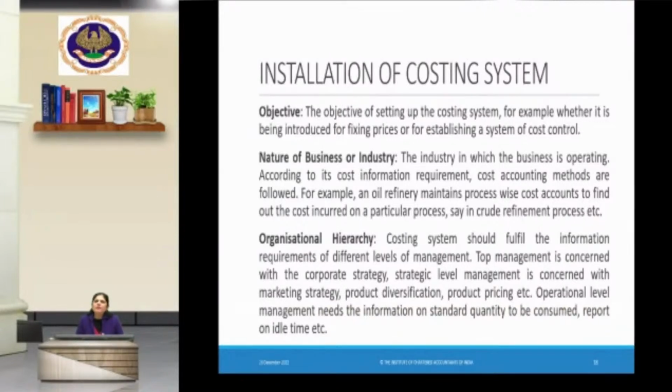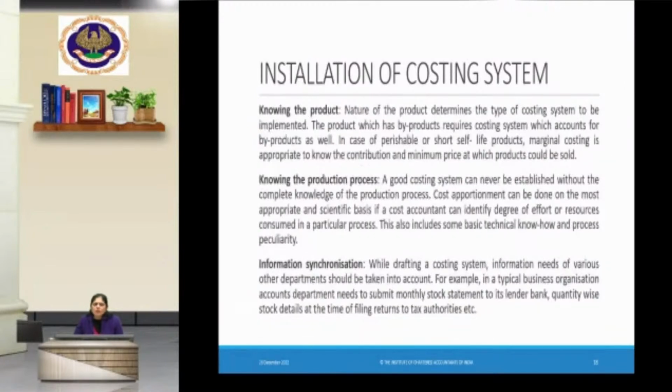So depending upon the requirements of the different levels of management, depending upon the requirements of a business or an industry or the type of business you want to start, a cost accounting system or a costing system will be installed accordingly as per the specifications of that organization, right? Knowing the product, of course, the nature of product determines the type of costing system to be implemented. The product which has byproducts, I just mentioned sugar. So molasses is a thick syrup, which is extracted when we make sugar from sugar cane. So molasses is a very, very important byproduct.